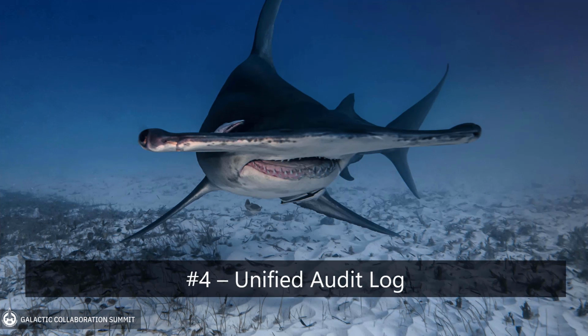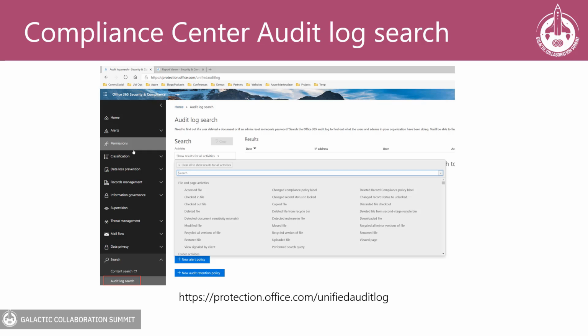Unified audit log. Now the unified audit log is kind of like the holy grail if you're looking for event data in Office 365 or Microsoft 365. I really got to stop saying that. It's well hidden. It's in the Compliance Center. And if you go into the Compliance Center, go under search, you'll find the audit log search. And you can see there are a ton of activities that you can search for.